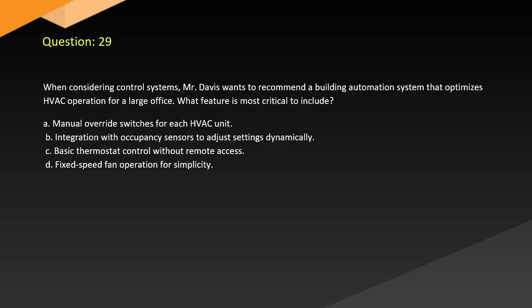Question 29. When considering control systems, Davis wants to recommend a building automation system that optimizes HVAC operation for a large office. What feature is most critical to include? A. Manual override switches for each HVAC unit. B. Integration with occupancy sensors to adjust settings dynamically. C. Basic thermostat control without remote access. D. Fixed speed fan operation for simplicity.